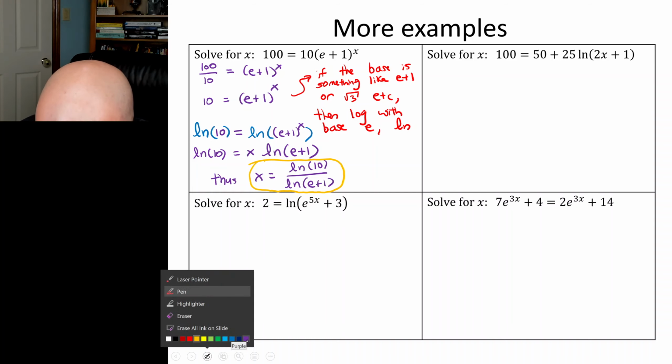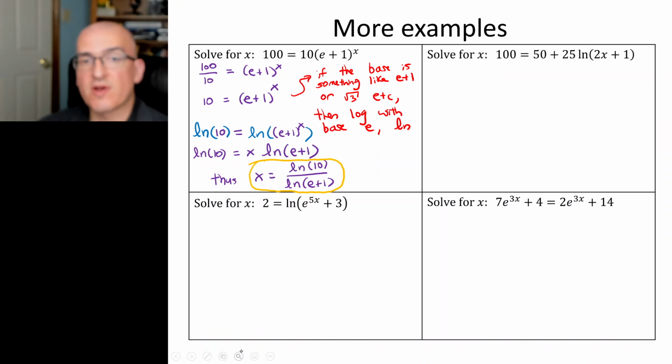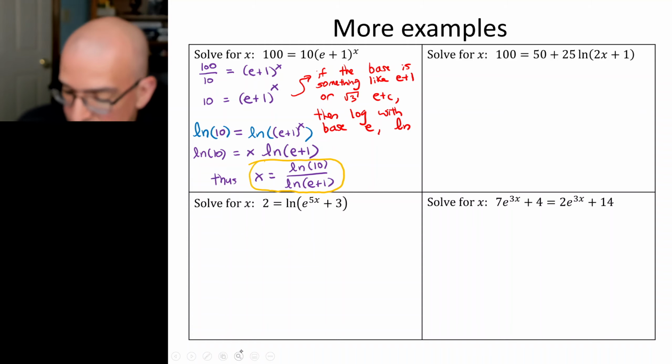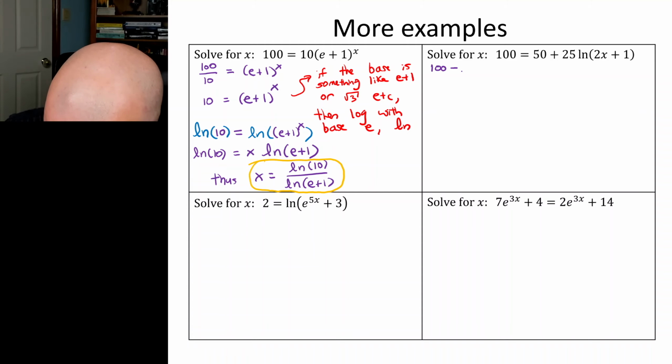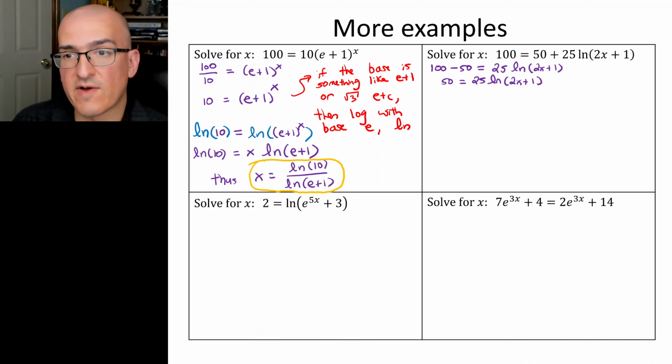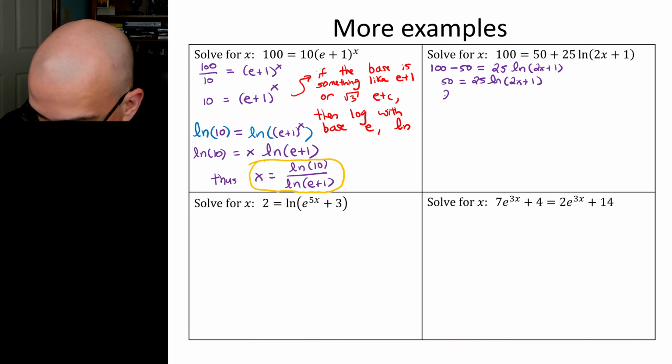We want to isolate the log part of the expression first, so we're going to go through a sequence of moves to do that. We're going to subtract 50 from both sides: 100 minus 50 equals 25 times the ln of 2x plus 1. So 50 is equal to 25 times the ln of 2x plus 1. Now we're going to divide both sides by 25, so we get 2 is equal to the ln of 2x plus 1.